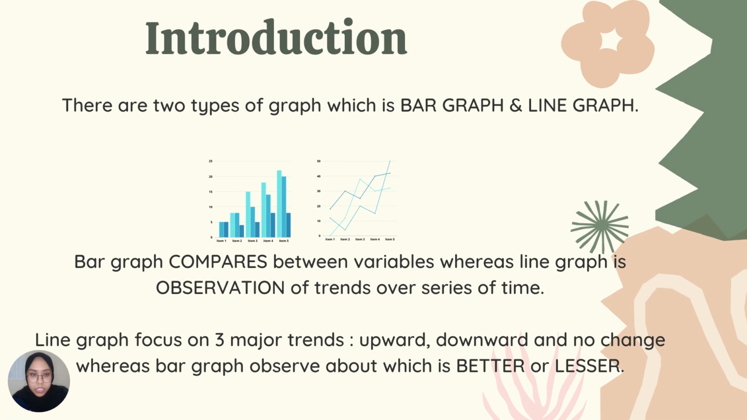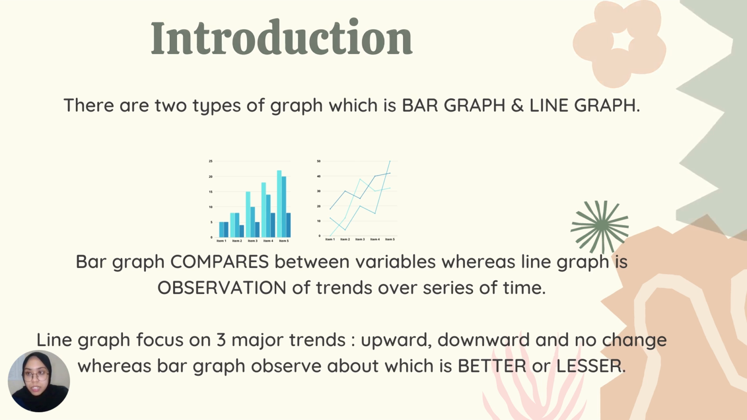So we go to the introduction of this presentation. There are two types of graph, which is bar graph and line graph. Bar graph compares between variables, whereas line graph is observation of trends over series of time. Line graph focus on three major trends, which is upward, downward, and no change, whereas bar graph observe about which is better or lesser.